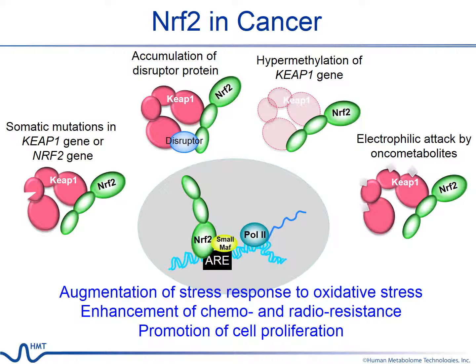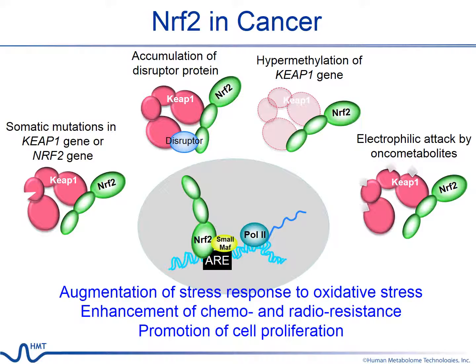Recently, constitutive stabilization of NRF2 has been reported in many human cancers due to genetic or epigenetic reasons, including somatic mutations in KEAP1 or the NRF2 gene, accumulation of aberrant proteins disrupting the KEAP1 NRF2 interaction, reduced expression of the KEAP1 gene due to its promoter methylation, or modification of KEAP1 cysteine residues by oncometabolites. In all cases, the degradation of NRF2 is impaired and NRF2 is stabilized.